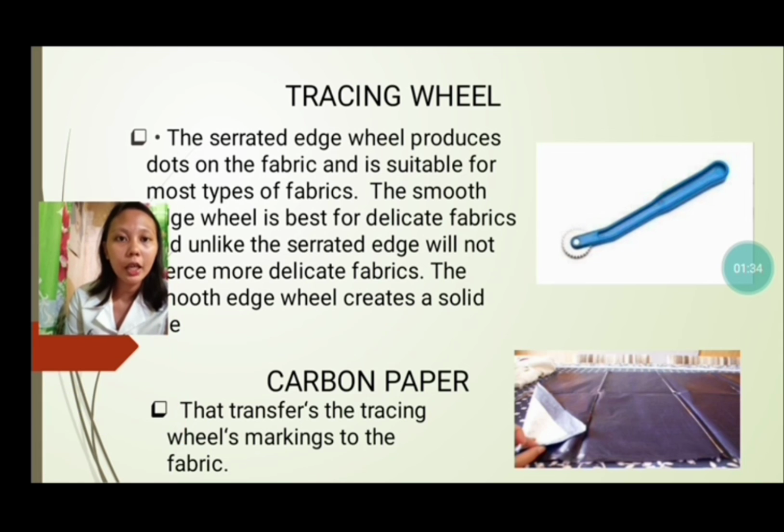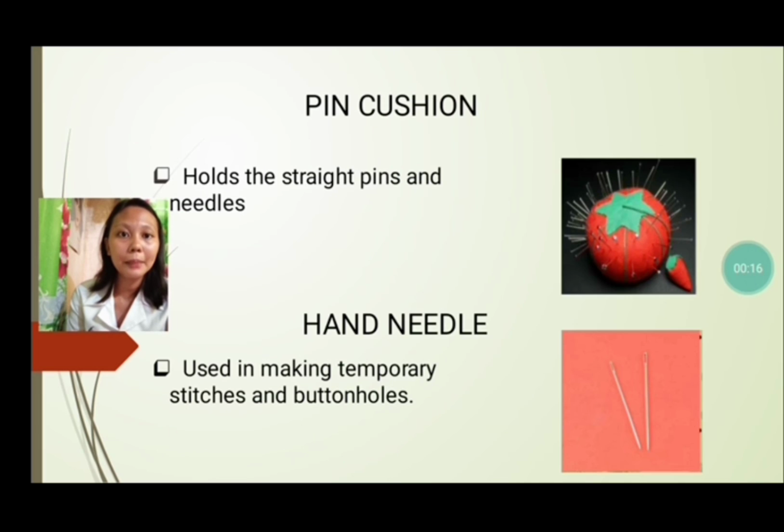Let's proceed to the carbon paper. The only role of a carbon paper is to transfer the tracing mark to the fabric or to the paper. Let's proceed to the next one. We have the pin cushion. A pin cushion is to keep pins in place while working to avoid accidents.